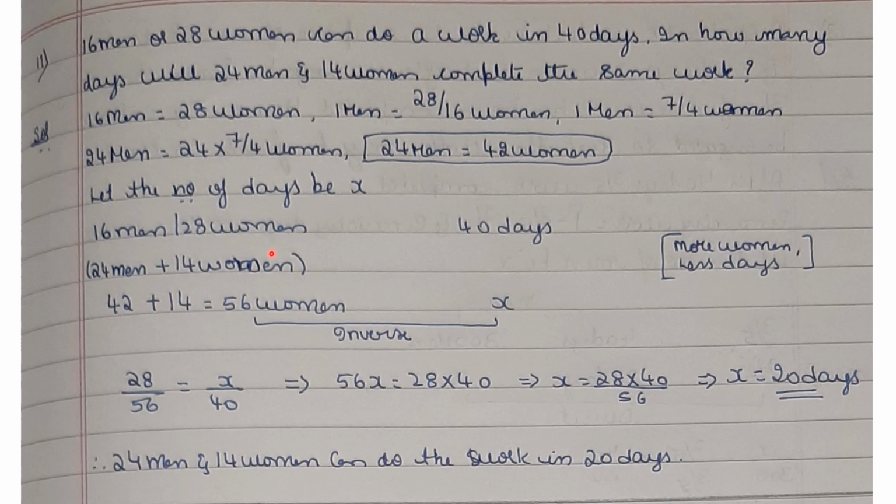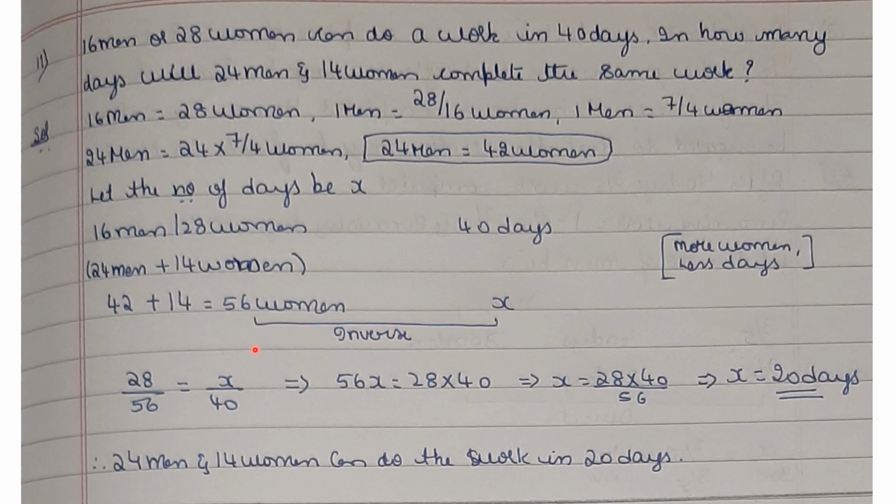What they are telling is if 28 women complete the work in 40 days, then for 56 women in how many days will they complete the work? So obviously more workforce means the days will be less. So when women are increasing, more women, days will decrease. So this is why this is called an inverse proportion.